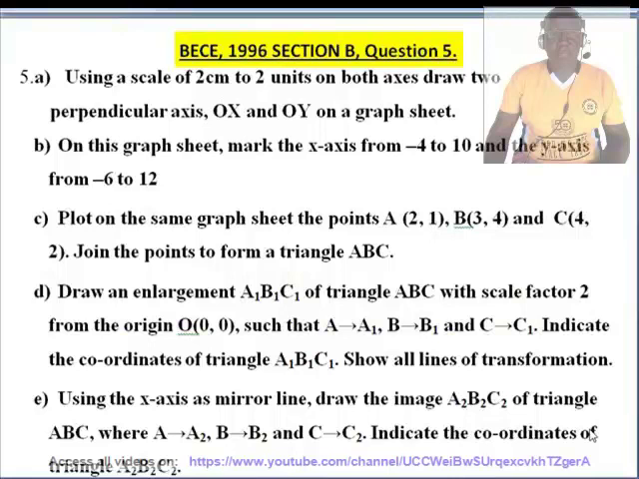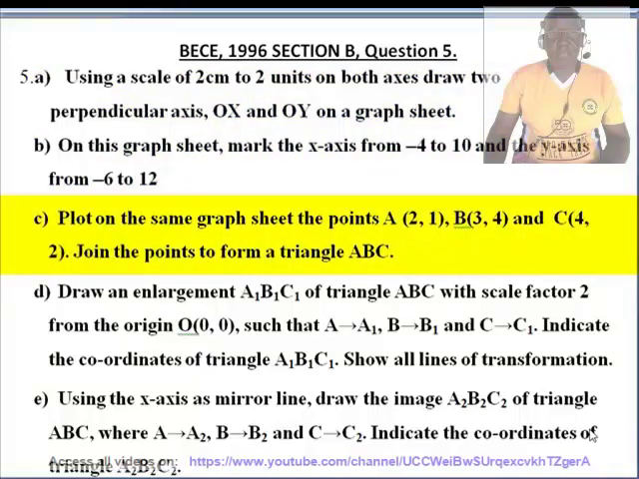BECE, 1996, Section B, Question 5. 5A. Using a scale of 2 cm to 2 units on both axes, draw two perpendicular axes, OX and OY, on a graph sheet. B. On this graph sheet, mark the x-axis from minus 4 to 10 and the y-axis from minus 6 to 12.